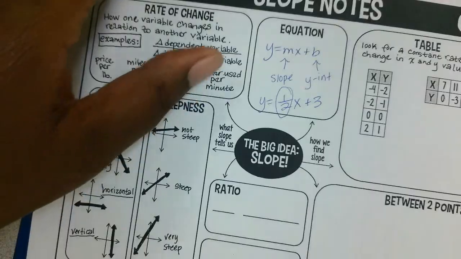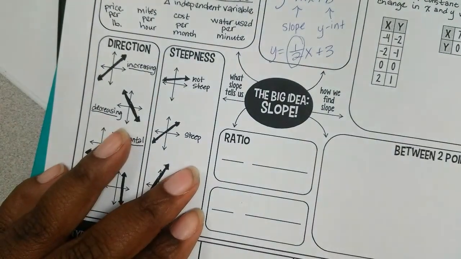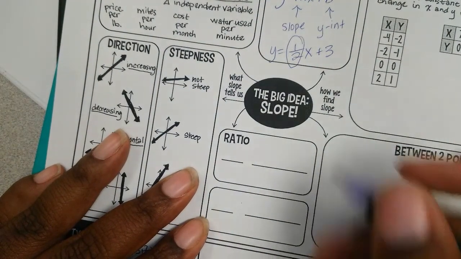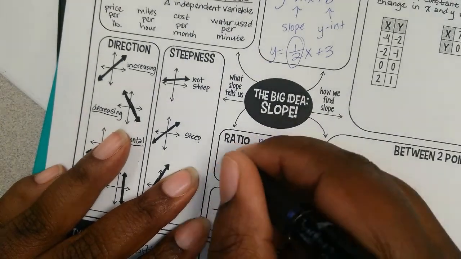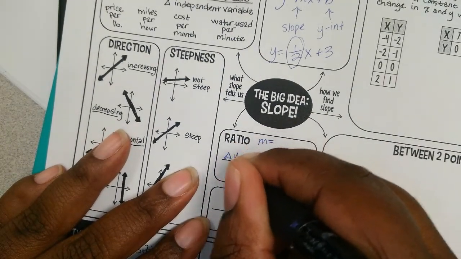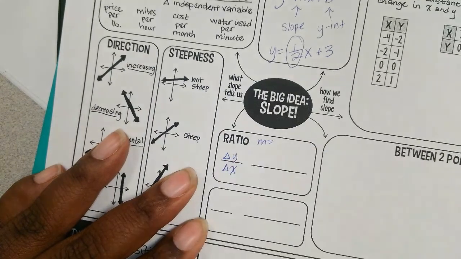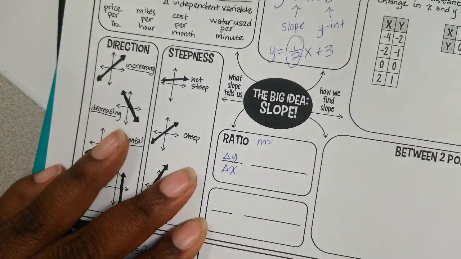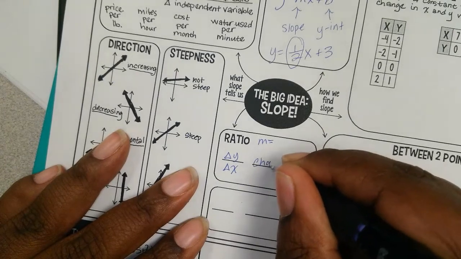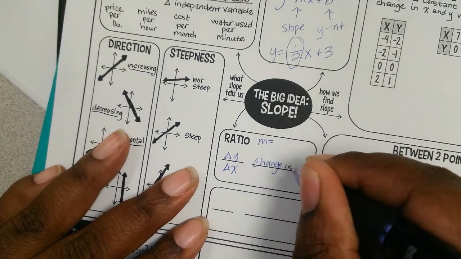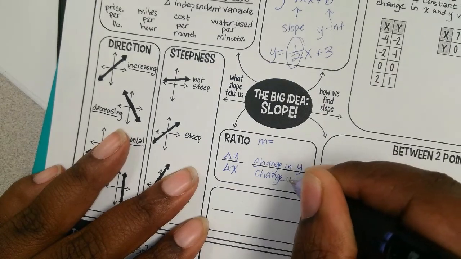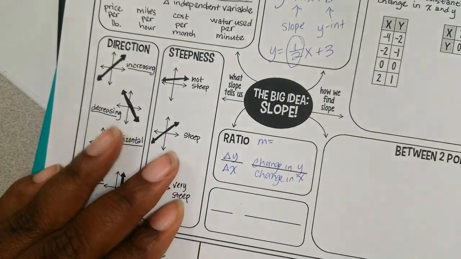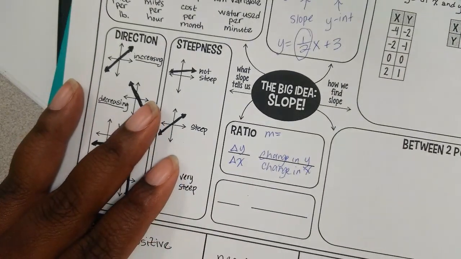Slope is just a ratio. So we use m for slope. And again, the ratio, change in y over change in x. It's my rate of change. Remember that y is always on top.